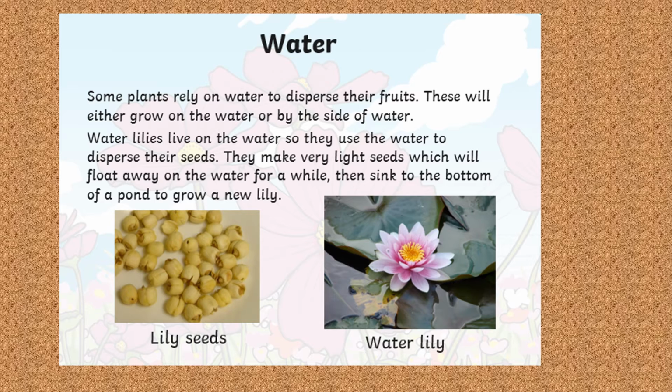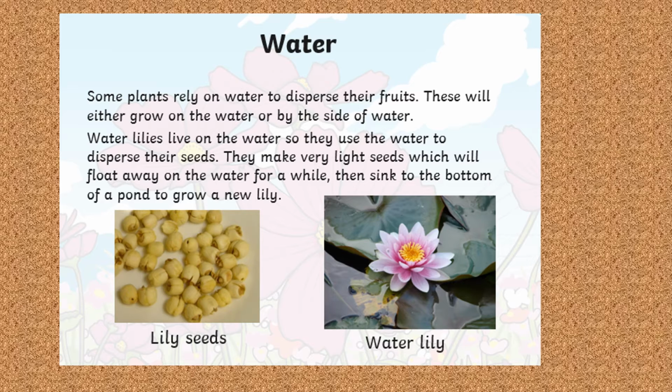Water. Some plants rely on water to disperse their fruits. These will either grow on the water or by the side of the water. Water lilies live on the water, so they use the water to disperse their seeds. They make very light seeds which will float away on the water for a while, then sink to the bottom of a pond to grow a new lily.